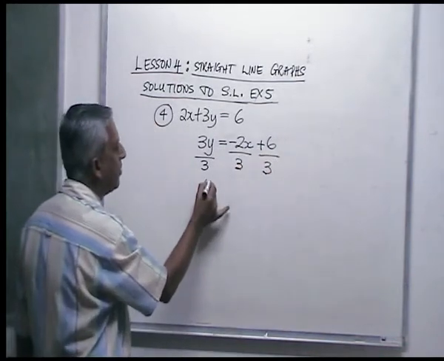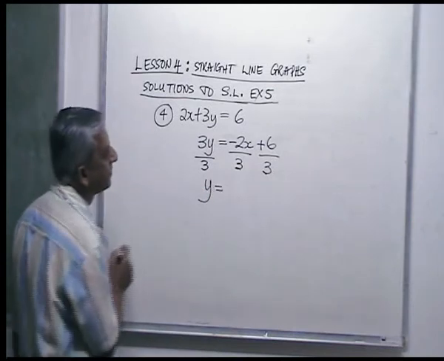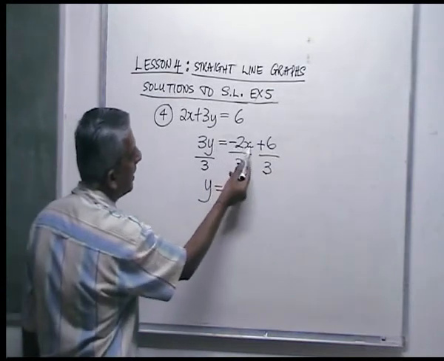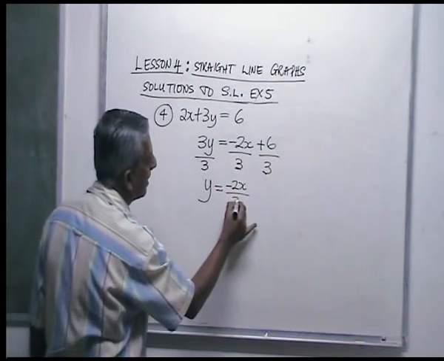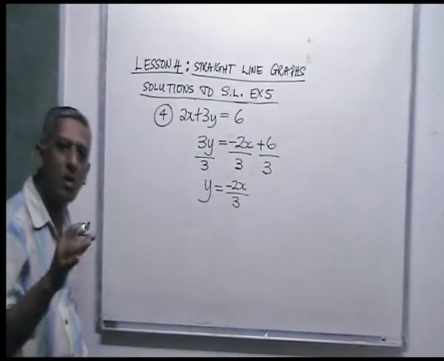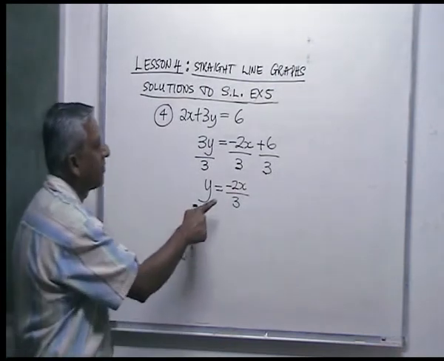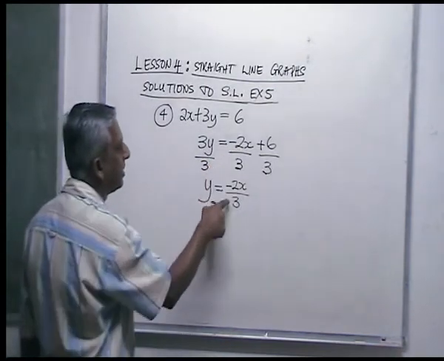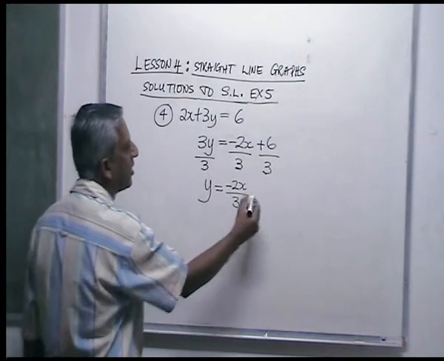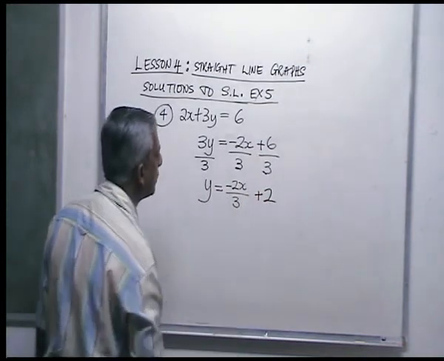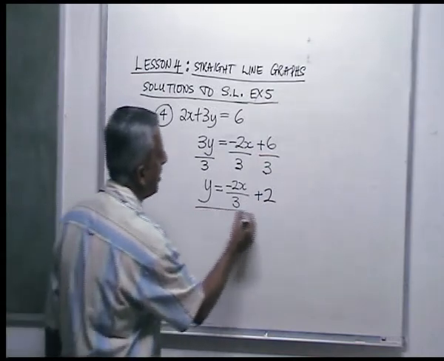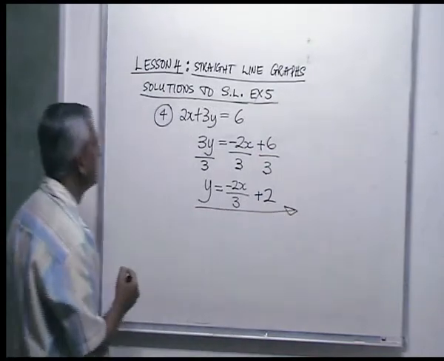This 3 divided by 3 gives you 1, so y is equal to. Now you've got minus 2x over 3. You cannot simplify that anymore, so you just leave it like that. It doesn't mean that you're going to get a whole number every time. You can get fractions. So you've got minus 2x over 3, that will remain just like that. But this one, 6 divided by 3 will give you 2. So that's your final answer for number 4.